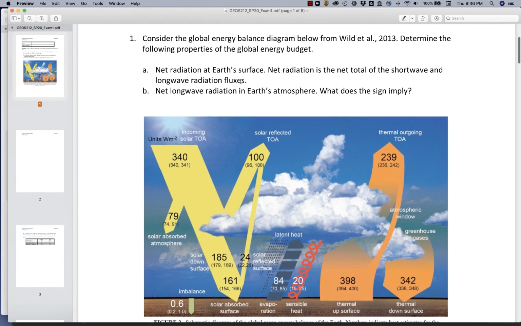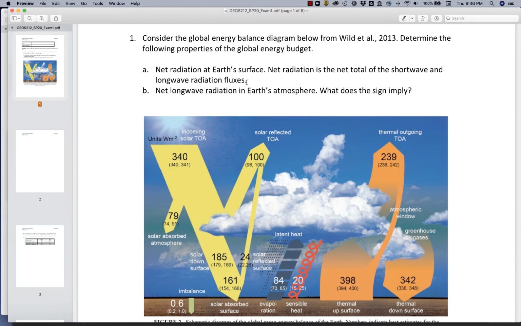budget. And problem A is asking us to calculate the net radiation at Earth's surface, and it goes on to say that net radiation is the net total of the shortwave and longwave energy fluxes. So the important insight to this problem is that we need to be careful in making sure that we understand what is coming into and what is leaving the Earth's surface in terms of the energy fluxes. And we need to be very consistent with how we define the signs.